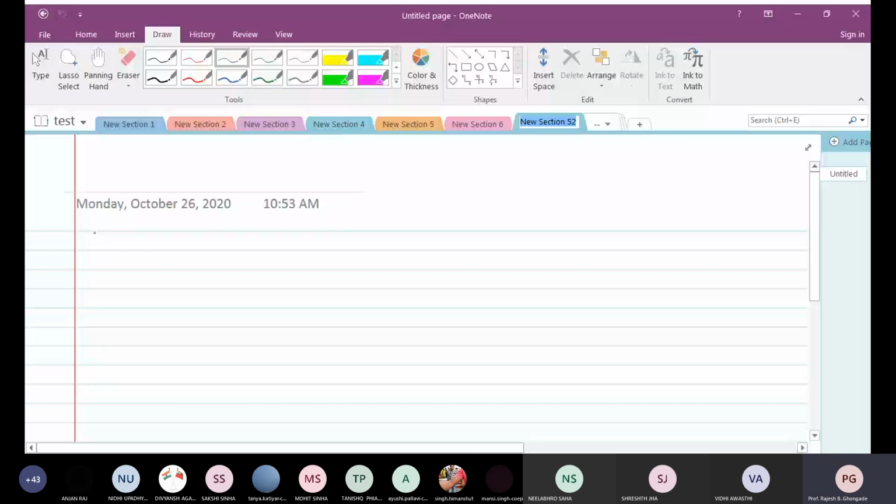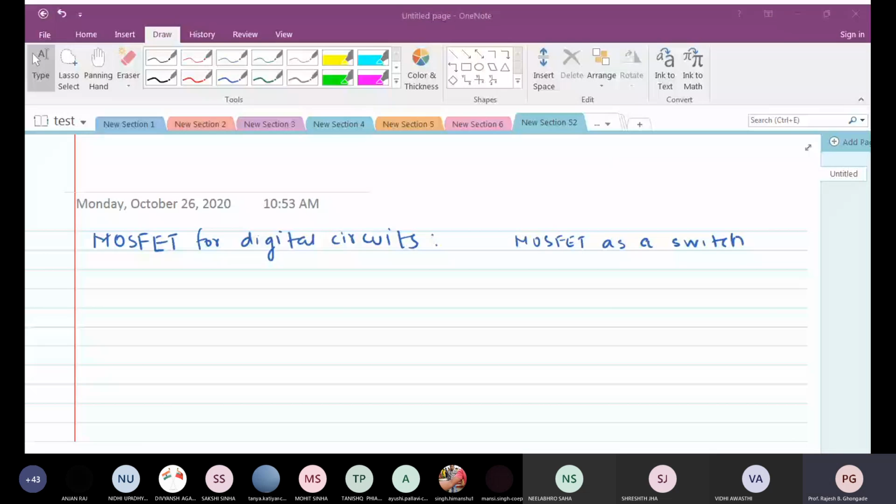So, MOSFET for digital circuits. Basically, when we talk about digital circuits, we are going to use the MOSFET as a switch. So we are going to use the MOSFET as a switch.